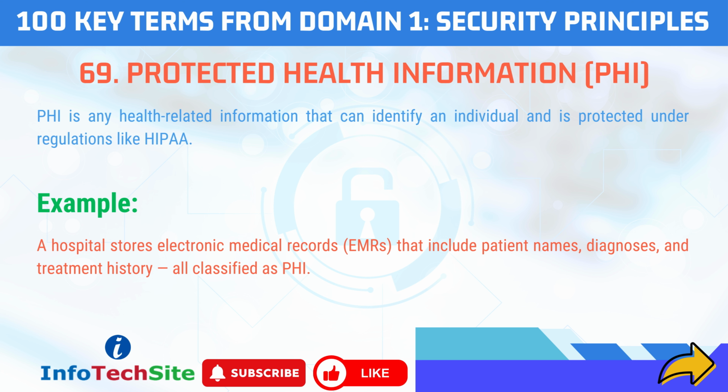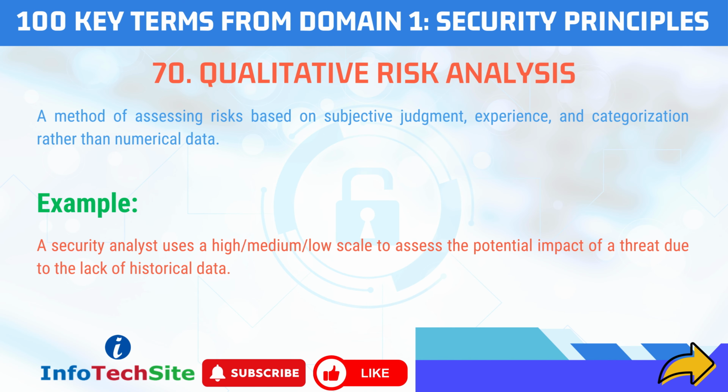69. Protected health information, PHI. PHI is any health-related information that can identify an individual and is protected under regulations like HIPAA. For example, a hospital stores electronic medical records, EMRs, that include patient names, diagnoses, and treatment history, all classified as PHI.